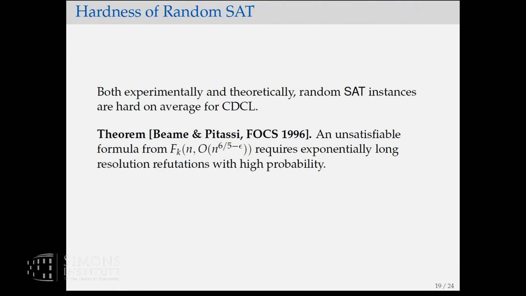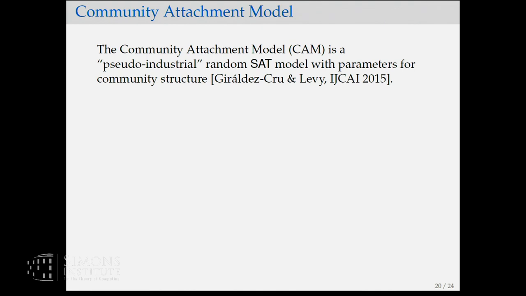And so what we did is we took the model proposed last year, which I'll explain in a slide, and essentially proved the same theorem for it. We took Beame and Pitassi's proof technique and just adapted it for the new model. So what is this new model? It's called the community attachment model, and it's the one from which I showed the data earlier. The way you construct formulas is as follows. You have two more parameters, C for the number of communities and P for a probability that a clause is inside a community or across communities.